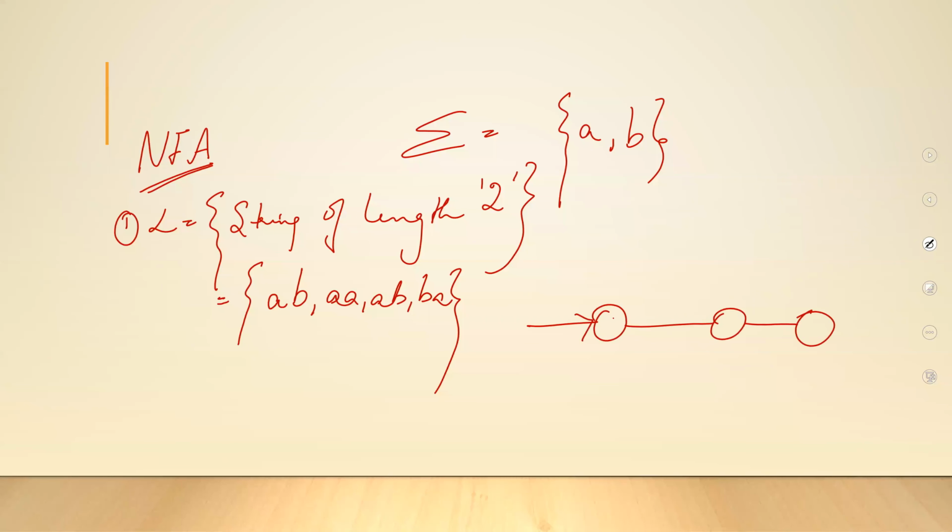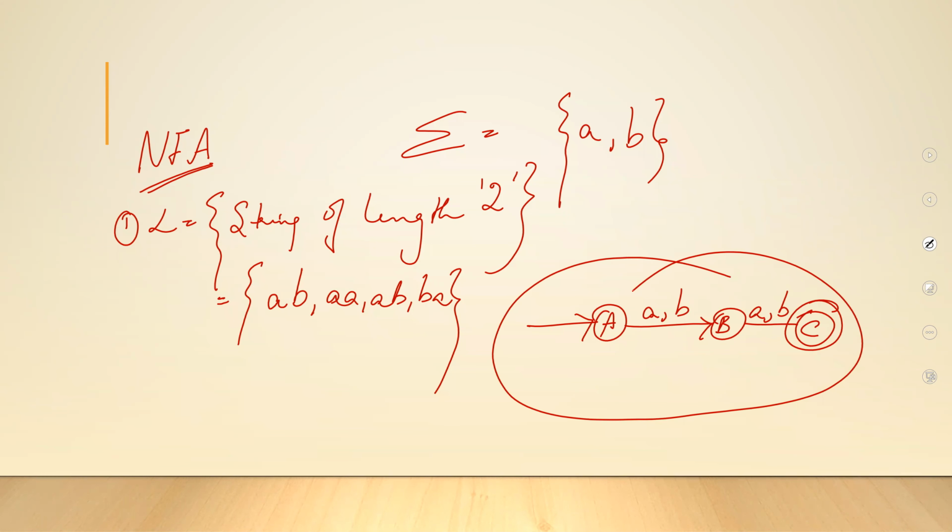You will start over here, state A, state B, state C. You are not bothered in whichever order it comes. So A, B, comma, A, B. This will be my final state. You need not bother in whichever order it comes. You will get the NFA. So this is the NFA for this particular language.